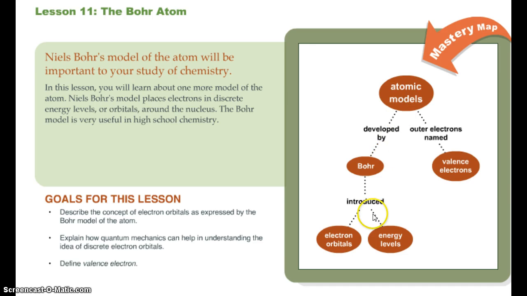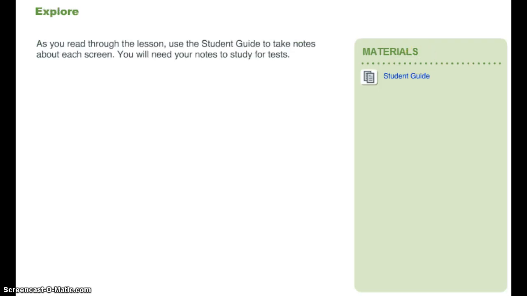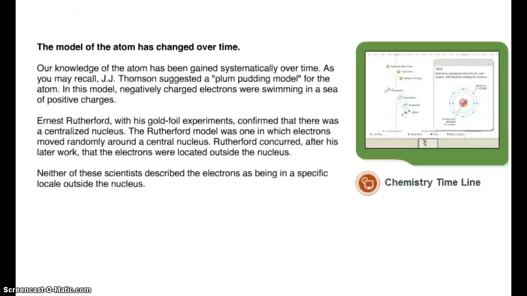Atomic models developed by Bohr introduced electron orbitals and energy levels. So there's your study guide. The model of the atom has changed over time. Our knowledge of the atom has grown systematically over time.